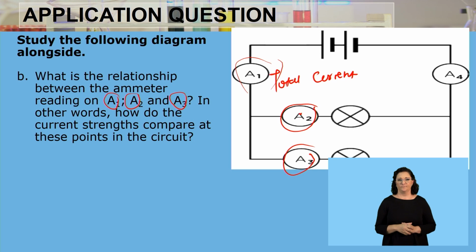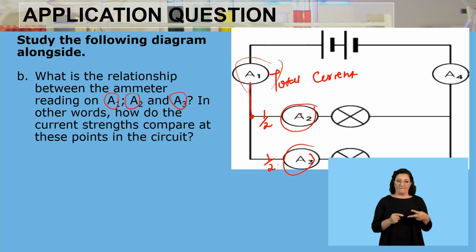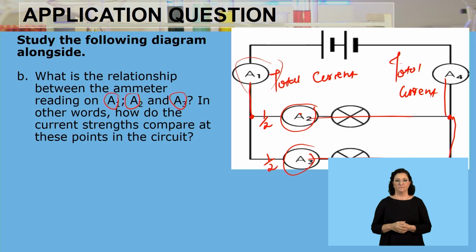Now here, this current is going to split into 2. When it gets to this point, it splits into 2 equal parts. So at A2, we have half the current, and also at A3, we also have half the total current. Then that is going to pass through the resistors, and once it gets to this point and passes through A4, we'll still have the total current there. Total current at A4 and total current at A1.